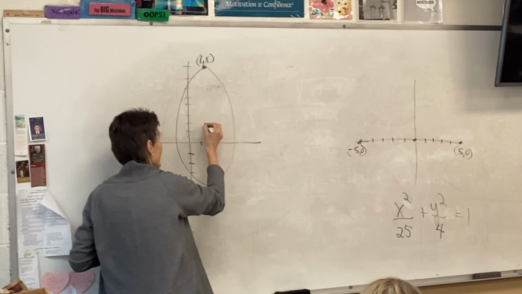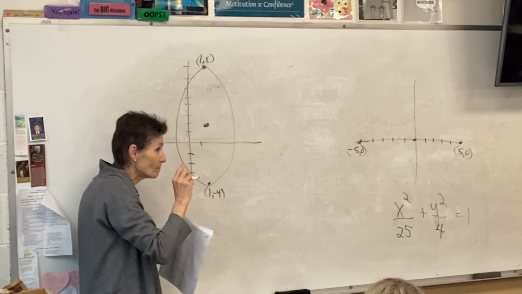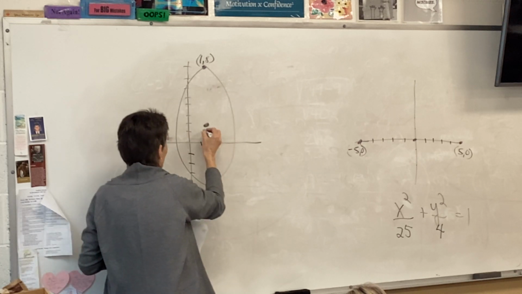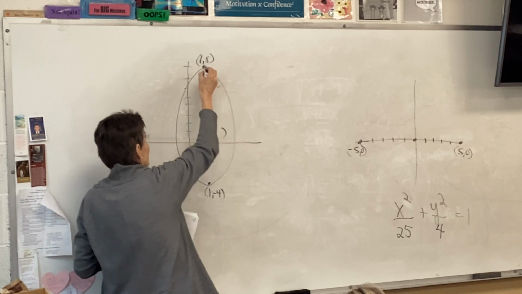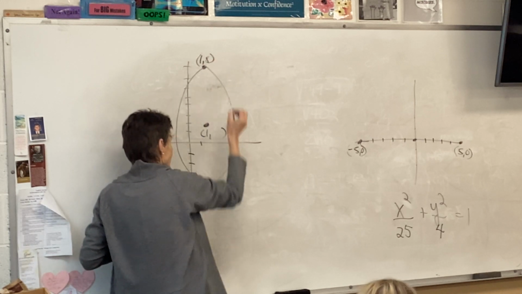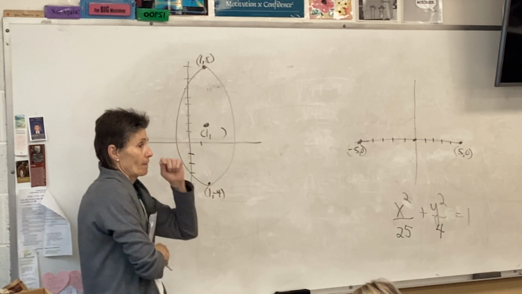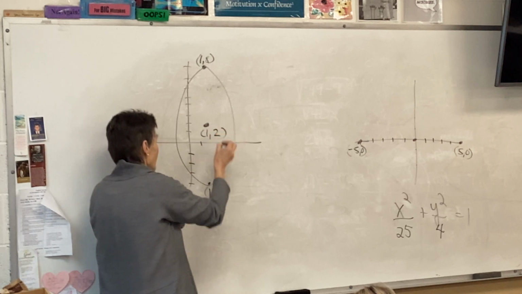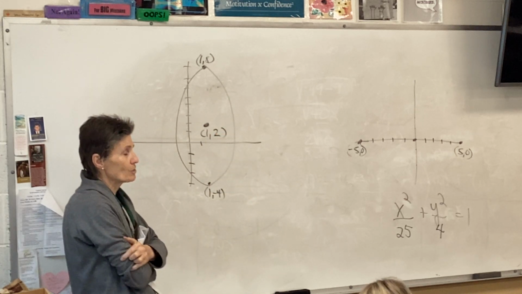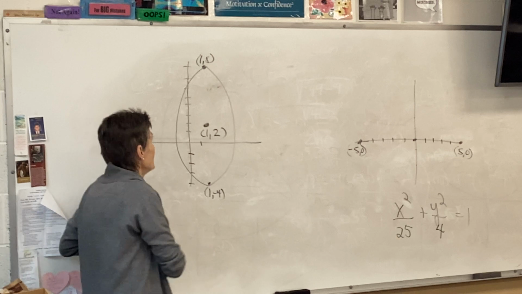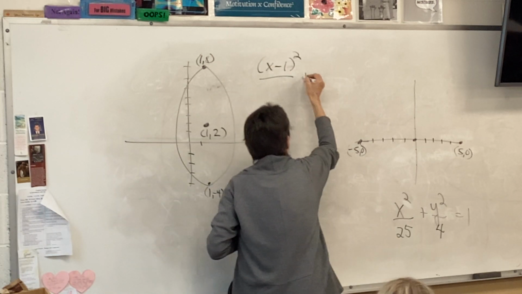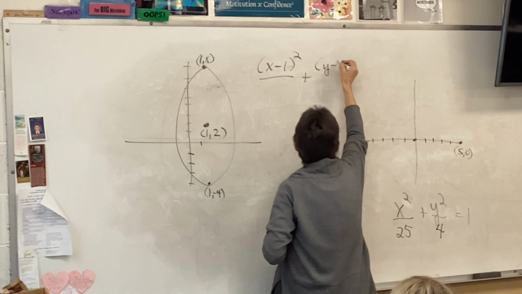And how do I find the middle value? You do the average. So I know X is going to be 1. What is the average of 8 and negative 4? Add them together, 4, and divide by 2. 2. So the center is (1, 2).